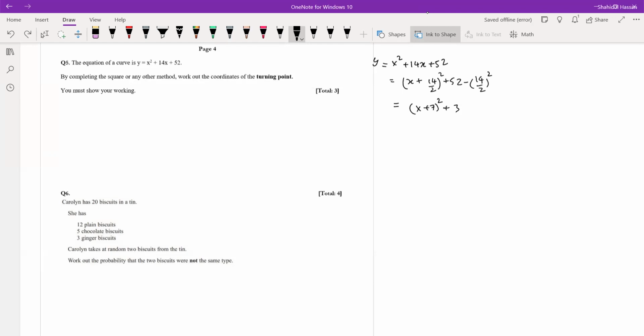Tasmia, isn't it? Am I right with completing the square? Yeah. So x plus 7 whole squared plus 3. We have an x squared graph with plus 7. The graph will be shifted to minus 7, and plus 3 means the graph will be shifted 3 units upward. So the turning point must be equal to minus 7, 3.